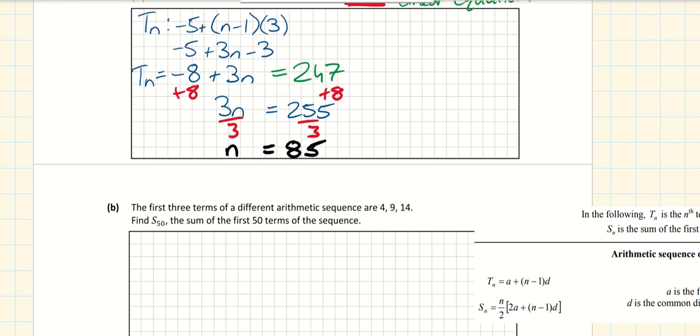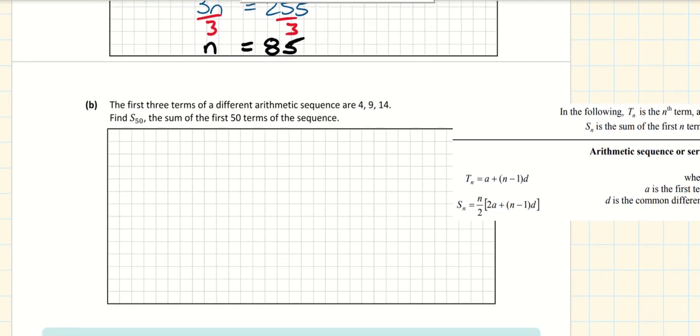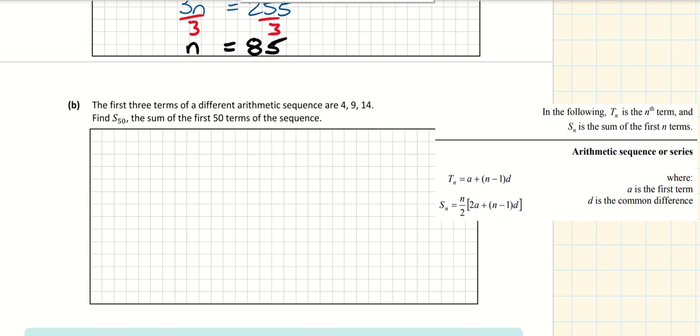Okay, there's just one more part left. You're told the first 3 terms of a different arithmetic sequence are 4, 9, and 14. Okay, so already we can see this, 4, 9, 14. You're told it's arithmetic, so that means there's a common difference. So we've got plus 5 to each of these. So a is 4, d is 5.